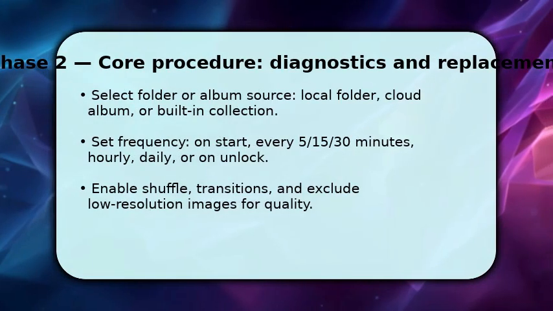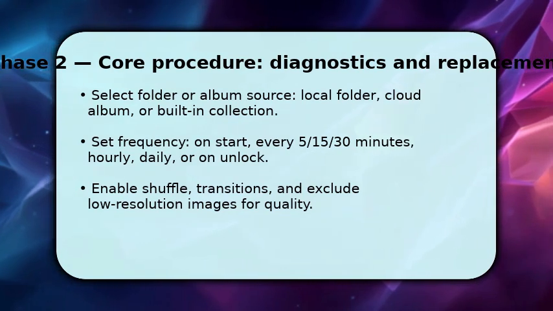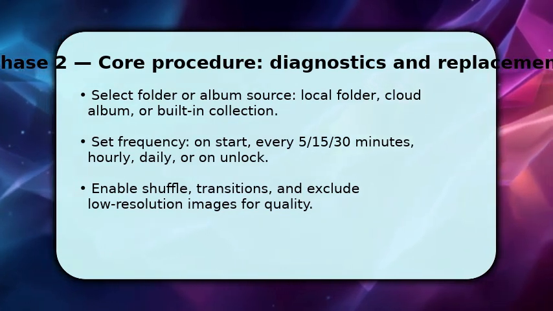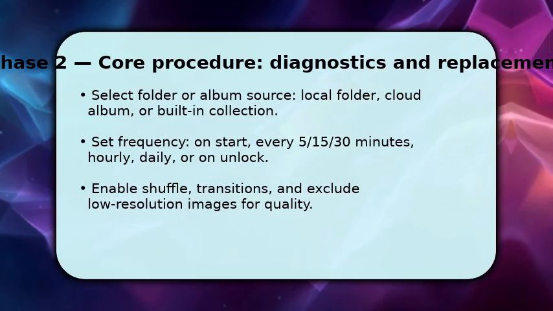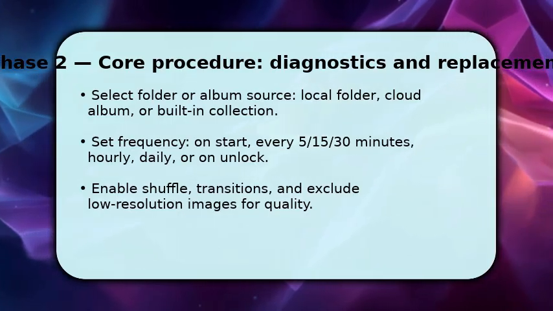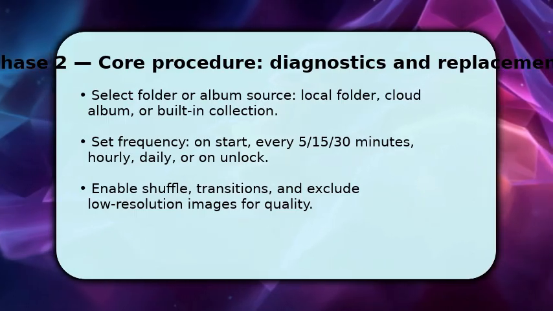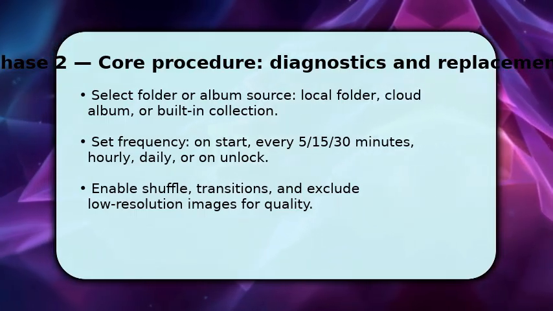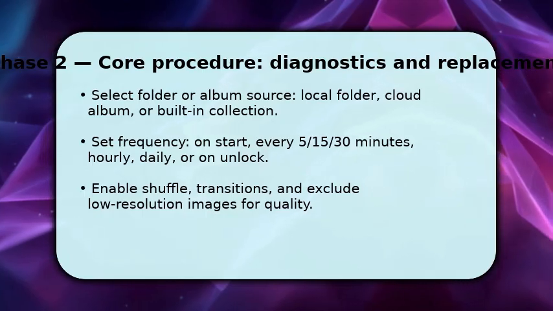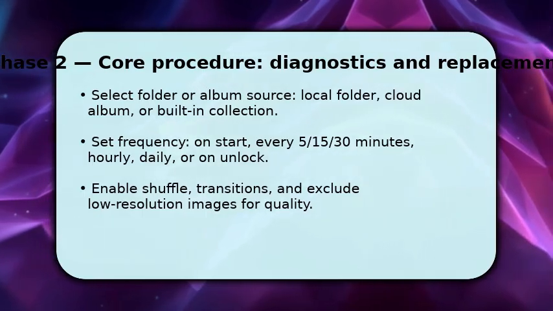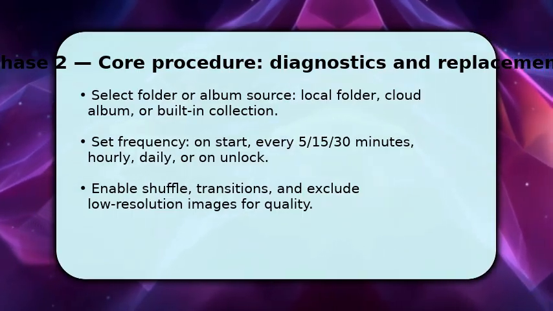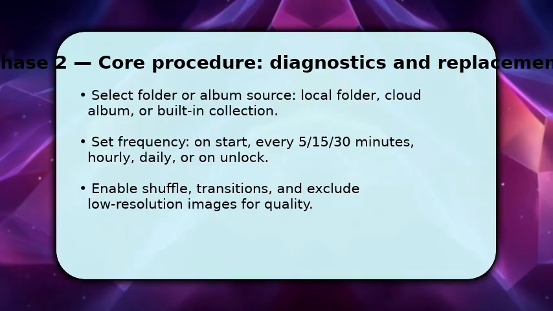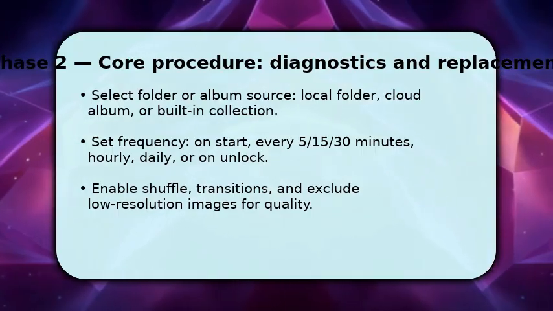You now choose the image source and frequency, and this is where control matters. Pick a local folder, cloud album, or built-in collection, then set how often the wallpaper rotates, for example, every 5 minutes or once daily, because higher rates use more CPU and battery. Enable shuffle if you want random order, and turn on transition effects if the system supports them. Also filter out low-resolution files to avoid pixelation. This keeps the lock screen crisp and professional.